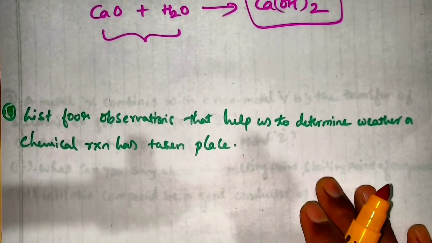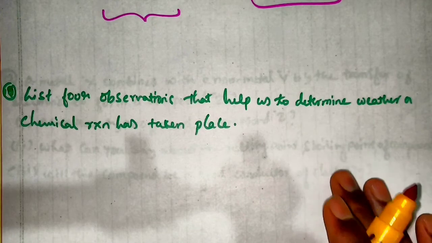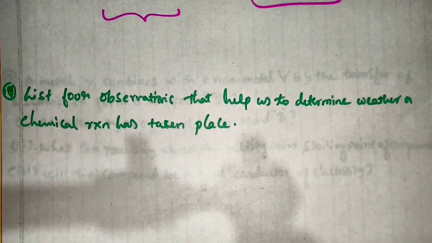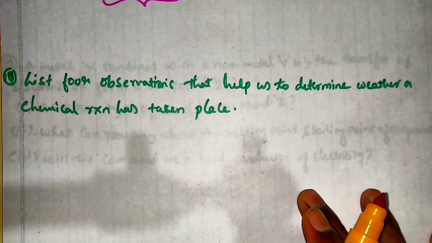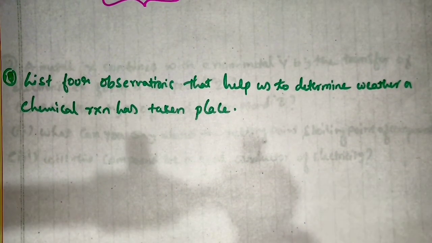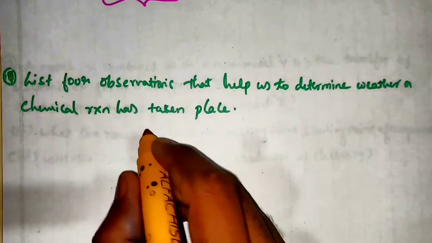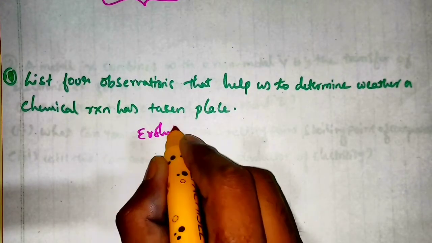Next question: list 4 observations that help us determine whether a chemical reaction has taken place. Whenever we do a chemical reaction, we observe many things, such as, first one, evolution of gas.